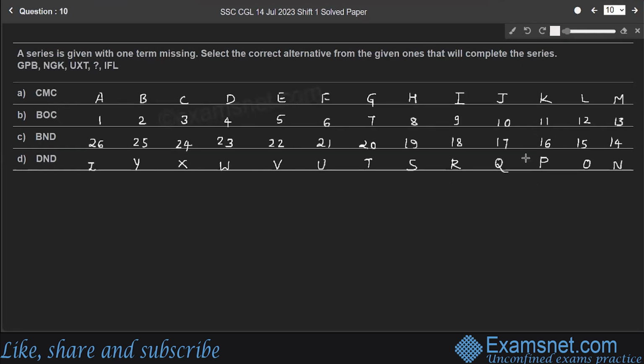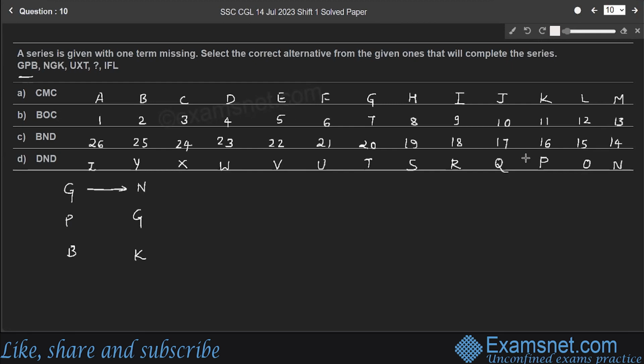Question 10. A series is given with one term missing. Select the correct alternative from the given ones that will complete the series. Here the first letter cluster is GPB, right? For our reference, I have written the positional value of each alphabet. So GPB is the first letter cluster, and the second one is NGK.